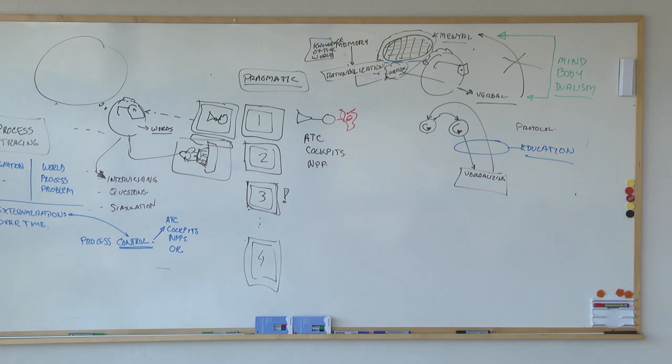The process tracing is not just what's happening in the operator's head. It's what's happening in the world and what the operator is doing in the world that allows us then to make inferences. We can make inferences from these observations in the process tracing about what has to be happening in the head.